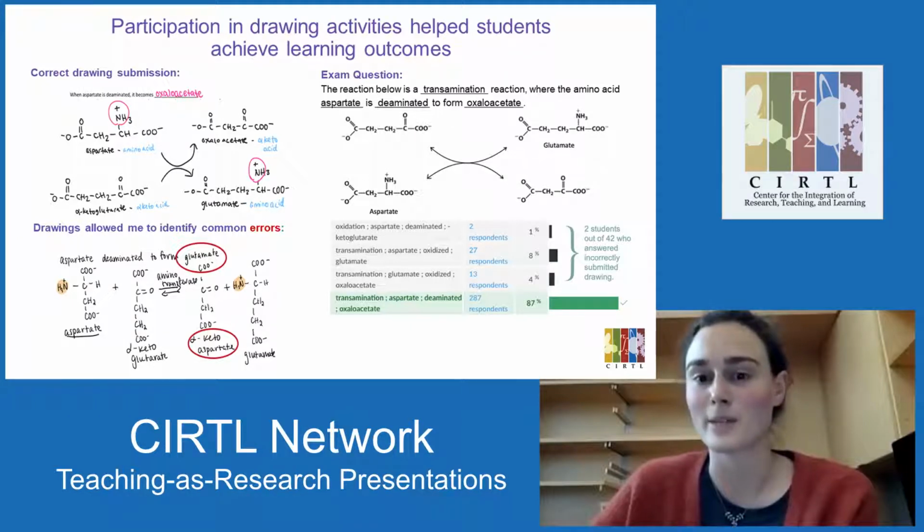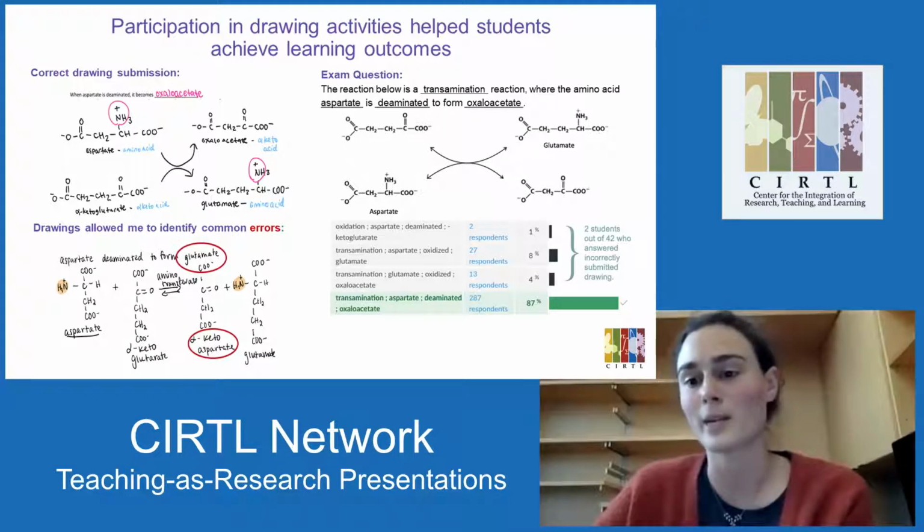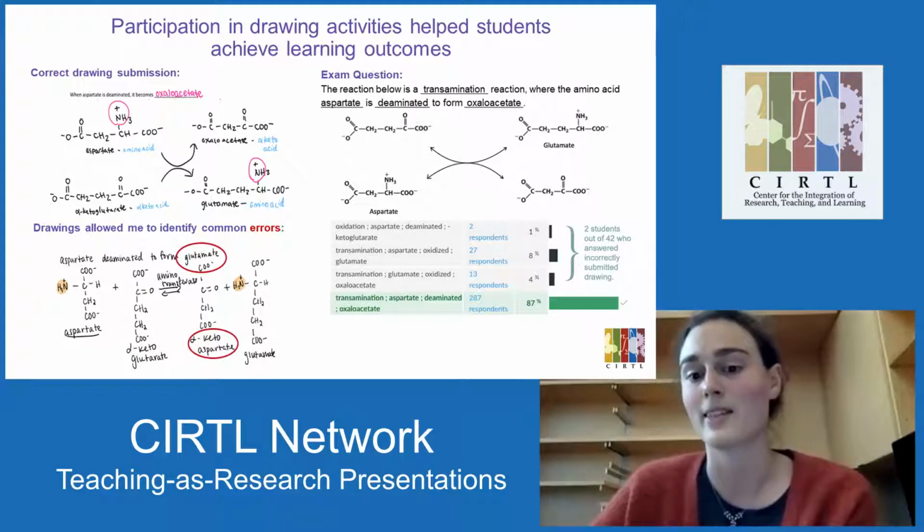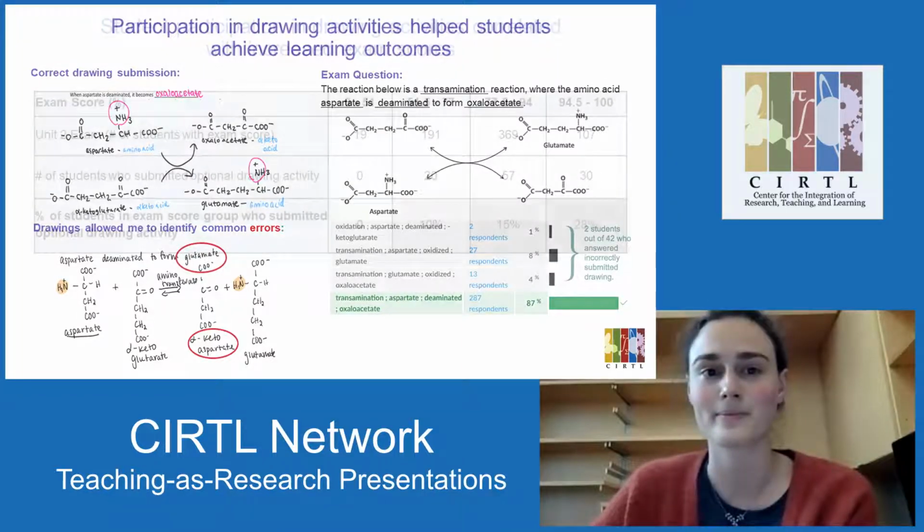And then on the exam, this is the question they were given, and 87% of the class got this question correct and identified the correct reaction type and products. I want to point out that of the 42 students who got the question incorrect, only 2 of them had done the drawing. So the majority of students who participated in this optional drawing activity got this question correct.